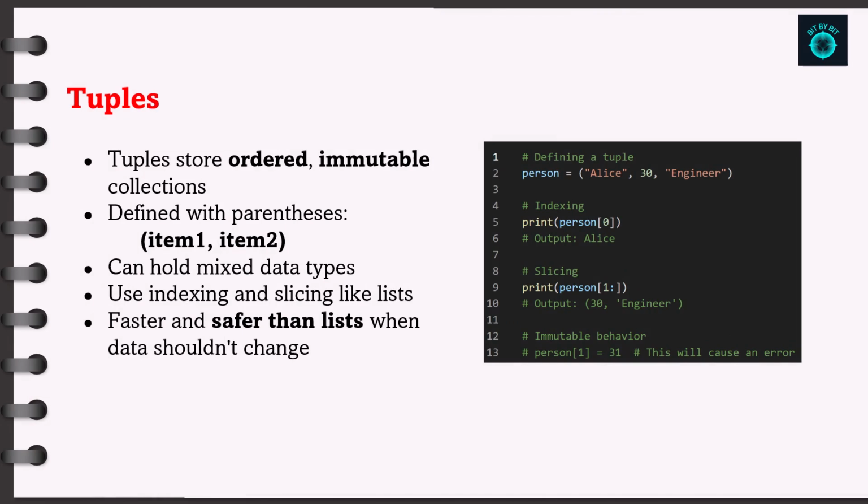Tuple. A tuple is a built-in data structure that stores an ordered collection of items. Tuples are similar to lists, but unlike lists, they are immutable. That means once a tuple is created, you cannot change, add, or remove its elements. Tuples are defined using parentheses and can contain different types of data. You can access tuple items using indexes, just like with lists. Since they cannot be modified, tuples are faster and more secure when you want to protect your data from changes.